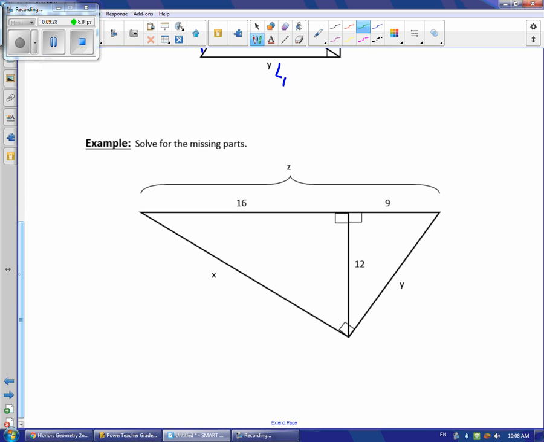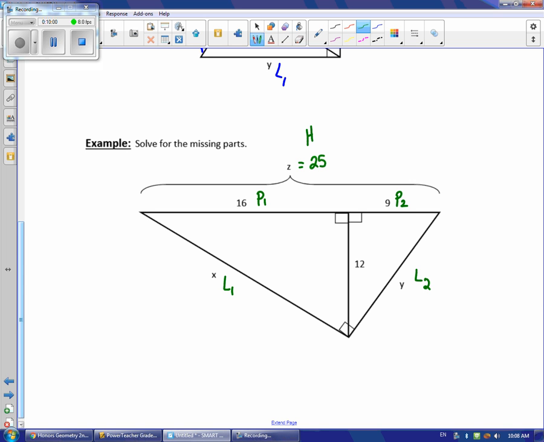Okay, now this one we have three parts to solve for. We have X, Y, and Z. Okay, Z should be really easy to solve for because we have both parts of our hypotenuse, so 16 plus 9 is 25, so I know my answer for Z, and that's also going to be my hypotenuse. So what I'm going to do first is label everything. So if 16 is part 1, that means that X is leg 1, and if 9 is part 2, that means that Y is leg 2, and 25 is my H.